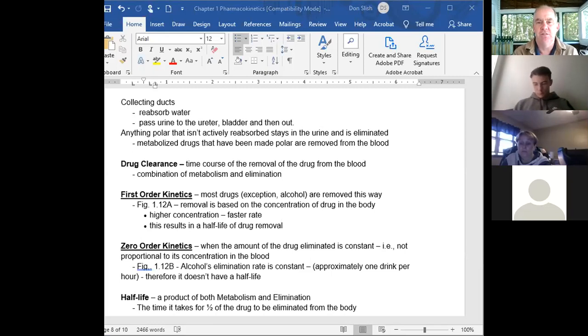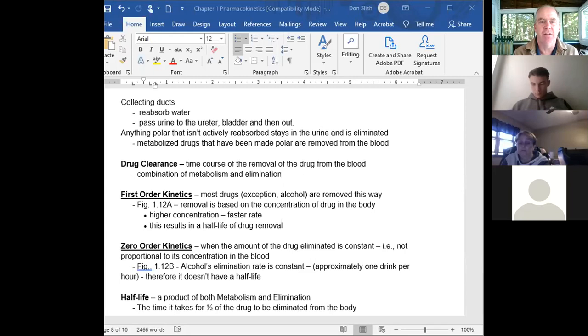And that gives you this hyperbolic decrease in the concentration in your blood, and it asymptotically approaches zero from there. Theoretically, it'll never be out of your body. Of course, it will eventually, but it takes a long time to be totally removed from your body. That's first order kinetics, and most things are going to be removed this way.